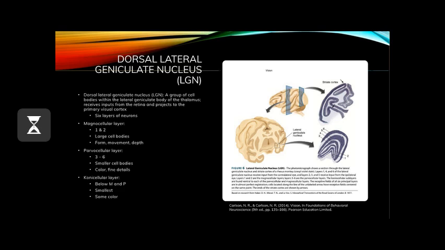These are smaller cell bodies and transmit information pertaining to color and fine details to the primary visual cortex. The koniocellular layer is the smallest layer below magno and parvo. It transmits some information from blue cones to the primary visual cortex.